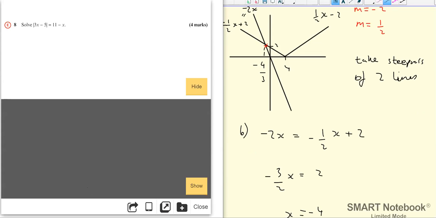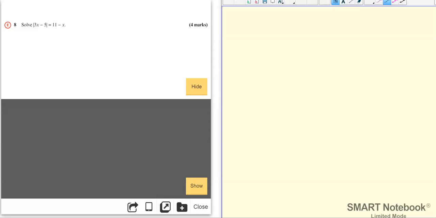Here is the next question I'd like you to have a go at, please. So we've got two equations. Essentially, when it says solve that equation, what you should be thinking is y equals modulus of 3x minus 5, sketch that, and y equals 11 minus x. That's what we are trying to do.